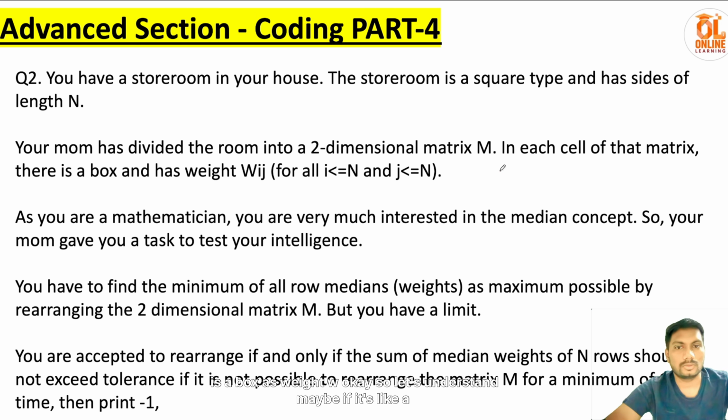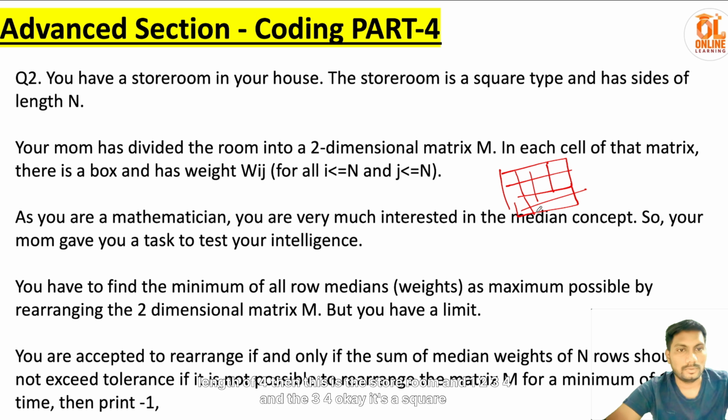Okay, so let's understand. Maybe if it's like a length of 4, then this is the storeroom, and 1 2 3 4, 1 2 3 4. Okay, it's a square type, so it will be the same on both sides. So this will be M size, and every index in the matrix has a weight which is W of I comma J.